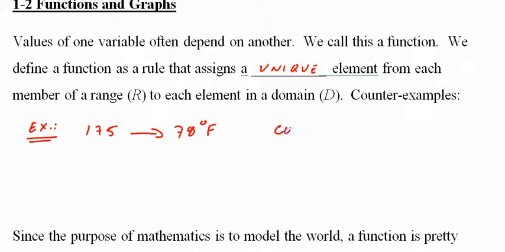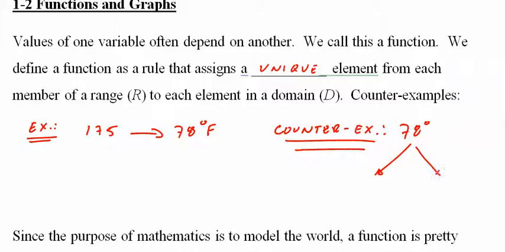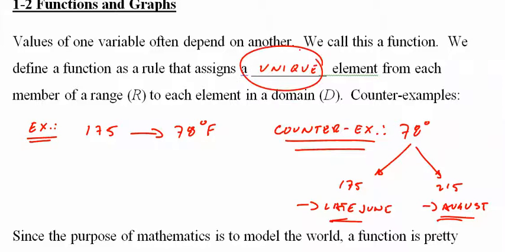And here's a counterexample. If I tried to do the inverse of that, we've spent some time talking about inverses. If not, we will soon. It's 78 degrees out. What day of the year is it? It is not a function, because it could be the 175th day of the year, which is late June. That also happens in August, which is, I don't know, the 215th day of the year or something. So it's not a function. It did not give us a unique element.